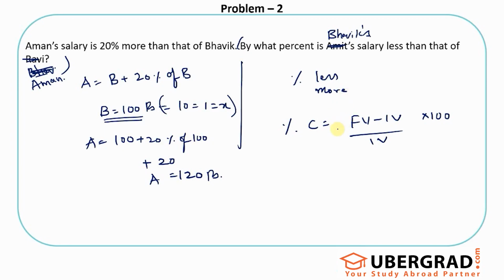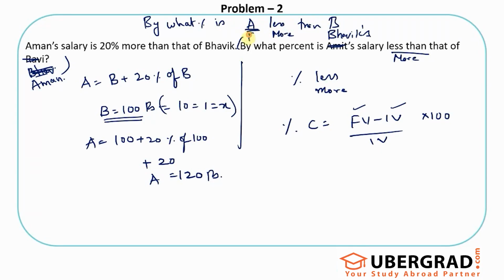Now the question is, what should be my final and what should be my initial value here in the percentage, less or more, right? See, the clue always lies in the way the wording is done. By what percentage is Bhavik's salary less than or more than something, right? So it says, by what percentage is A, whatever it is, less than or more than B, right?